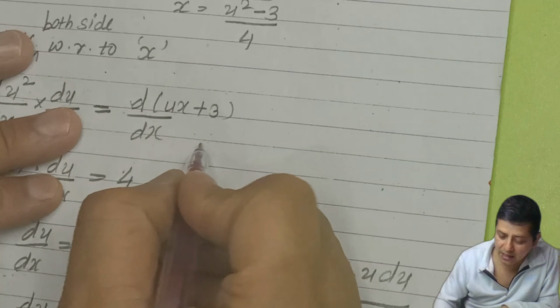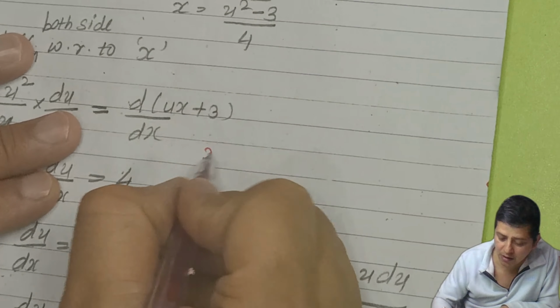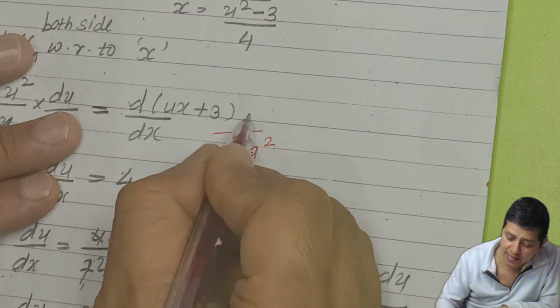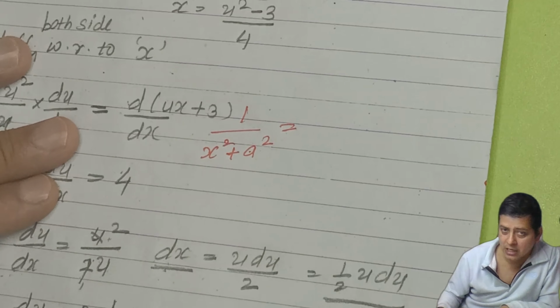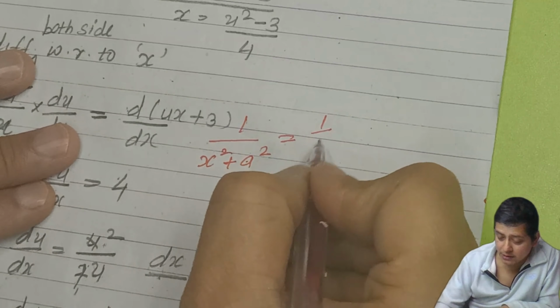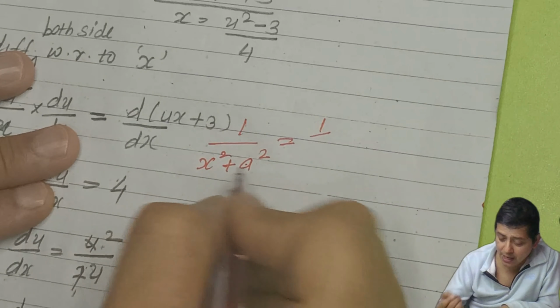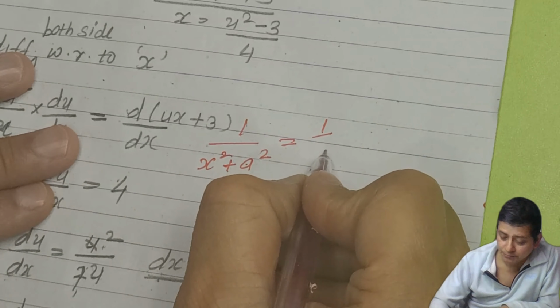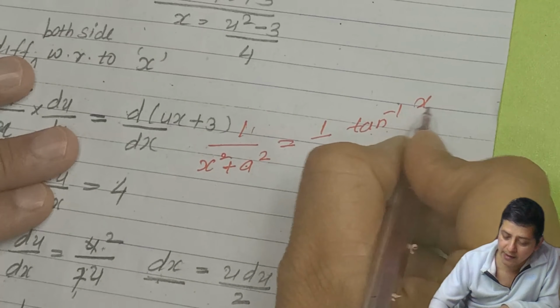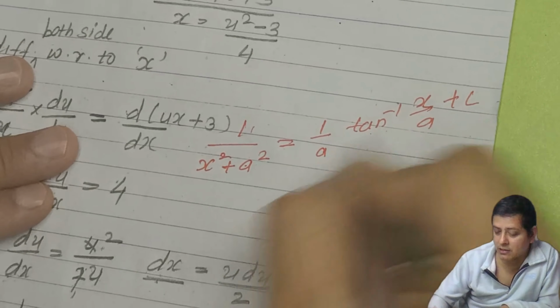So one of the formulas that I remember very frequently is the x square plus a square. So that is 1 by x square plus a square. This I always remember. Why? It's the normal form, right? So in this case, it's 1 by a, and then tan inverse x by a plus c. So this is the one formula I remember.